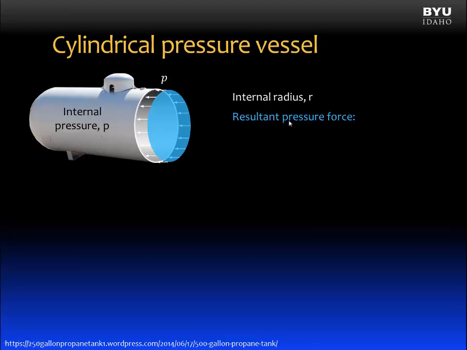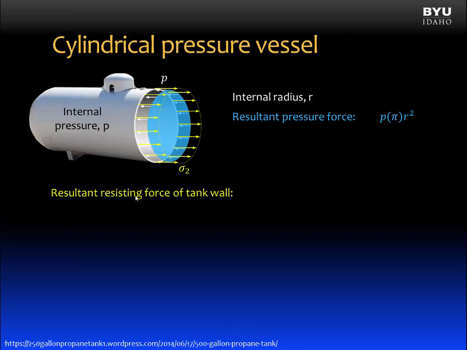We can calculate what the resultant pressure force is by taking this internal pressure P and multiplying it by the cross-sectional area of our cylinder. So it'll be P times pi times r squared, where pi r squared is the cross-sectional area of the cylinder. The wall of the cylinder will be resisting that internal pressure, and there'll be a stress, we'll call it sigma 2, induced in the wall.